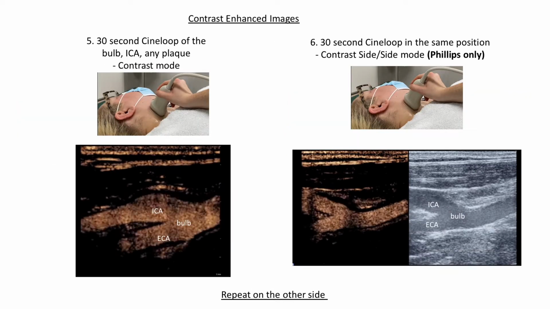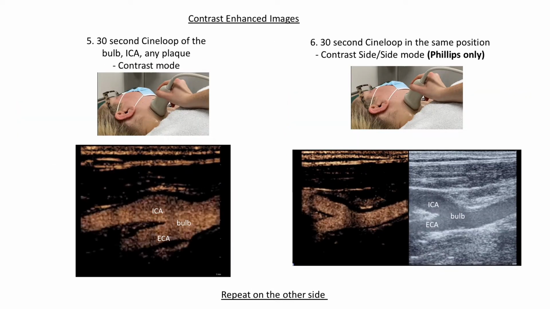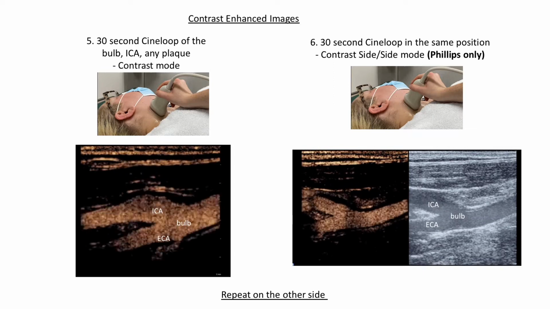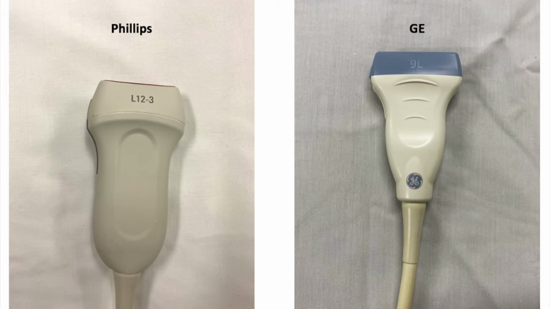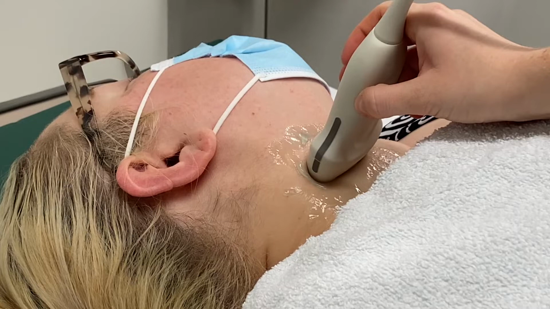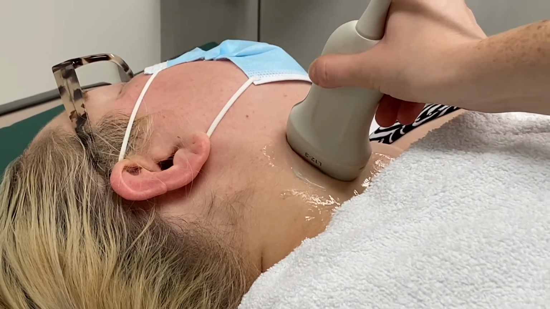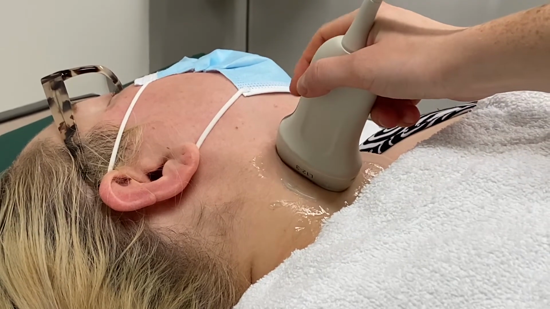Another set of images will be taken with contrast in the system to observe if contrast infiltrates the plaque through those new blood vessels. You will want to use your machine's linear array transducer. On the Philips machine, this is the L12. On GE machines, use the 9L probe or whichever vascular probe your machine is equipped with. The indicator should always be pointed towards the patient's right in short axis and towards the head in long axis on both sides of the neck.